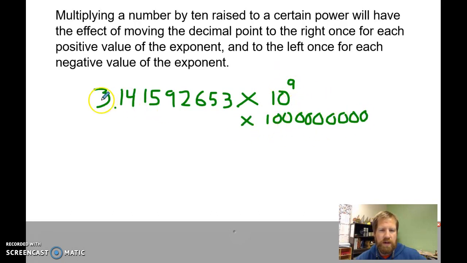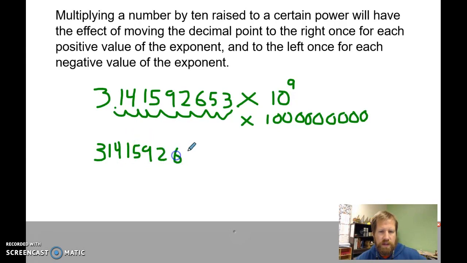But what's going to happen to this when I multiply it by this many zeros or by this large of a number? Well, it's going to move over one place for each zero, right? I have 9 zeros, so this is going to move over 9 places. 1, 2, 3, 4, 5, 6, 7, 8, 9. And my answer would be 3, 1, 4, 1, 5, 9, 2, 6, 5, 3. And my decimal would be right there at the end.